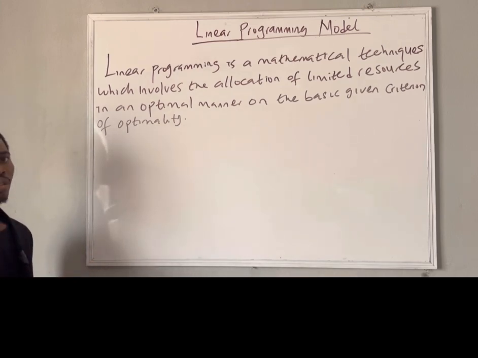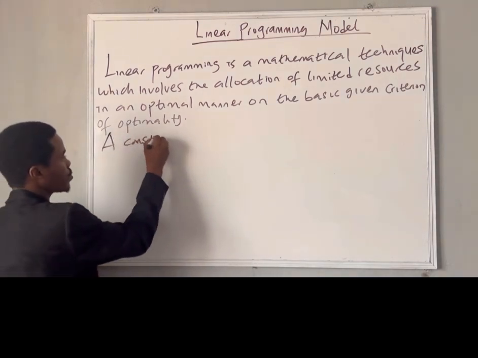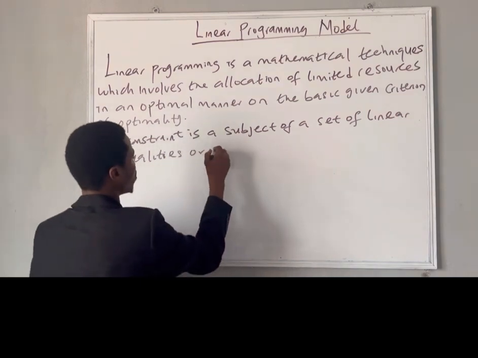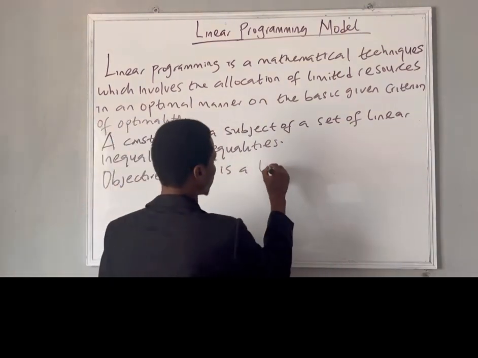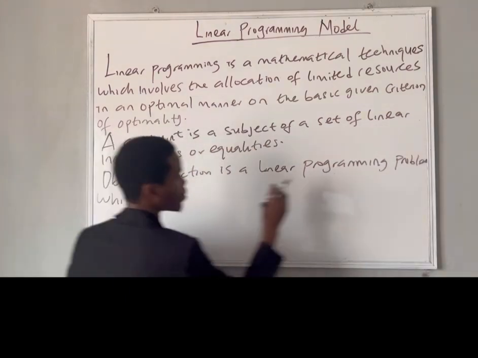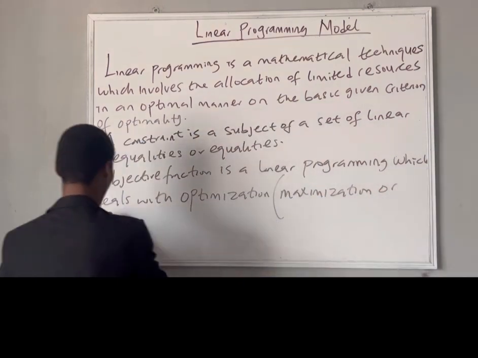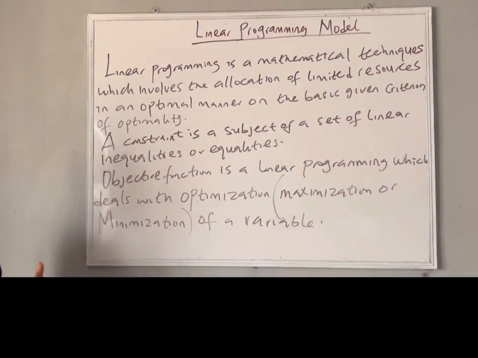When we talk about a constraint, it is a subject of a set of linear inequalities or equalities, while the objective function is a linear programming term which deals with optimization, maximization or minimization of a variable.